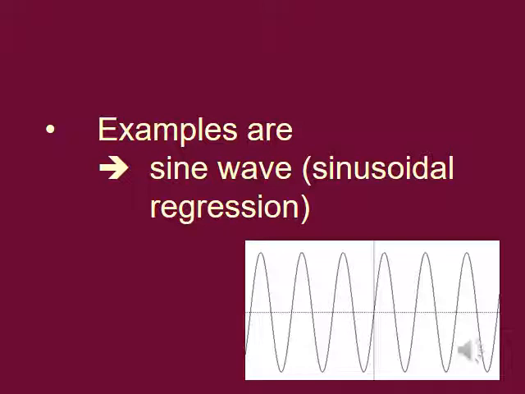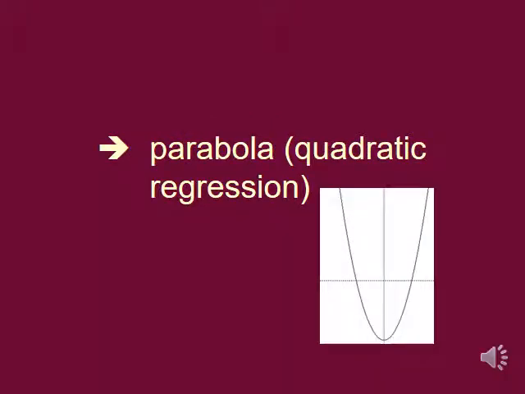I actually mentioned a few weeks ago the idea of a sine regression where things go up and down, like the temperature goes up during the day and down at night. That's a definite pattern, but it's not a straight line. Another kind of example that comes up is what we call a quadratic regression. It makes what we call a parabola or a U shape.